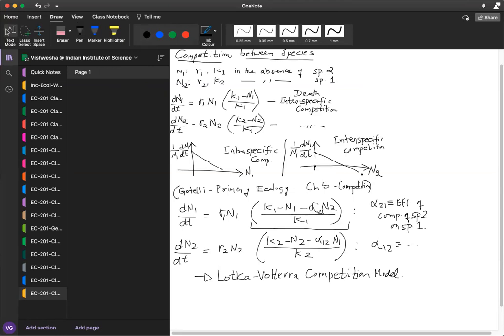Any other questions on the model part? It's useful to clarify these kinds of doubts.